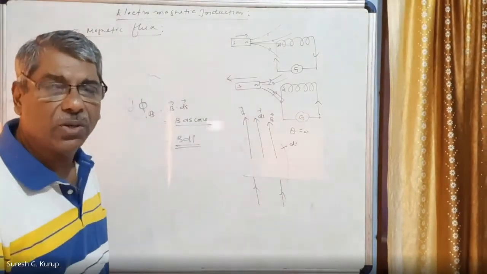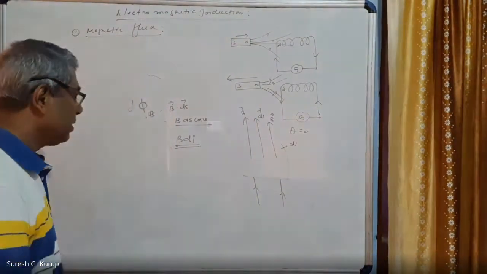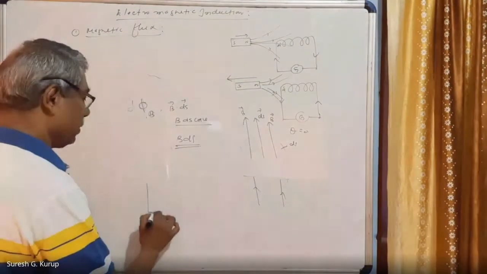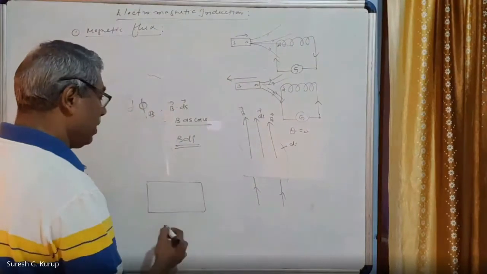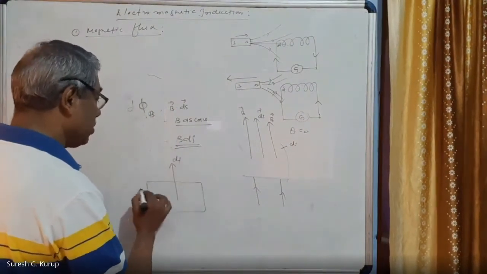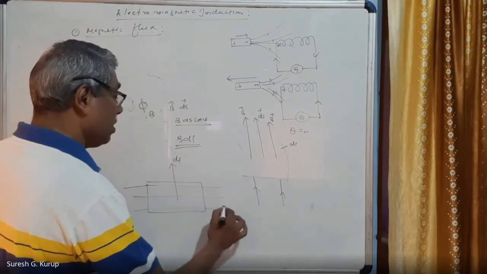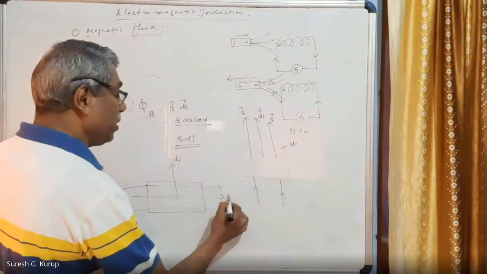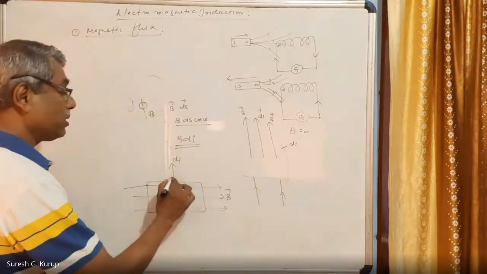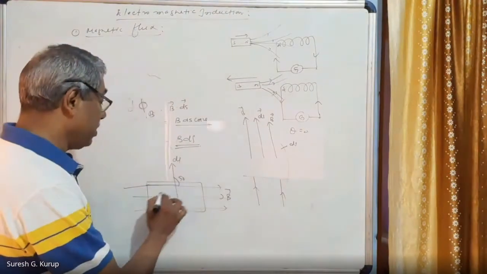Because cos theta is equal to cos 0, that is equal to 1, right? Then another case is there. Suppose that this is the plane. This is the surface vector as shown here. And these are the field lines. This is B, that is, vector B makes an angle of 90 degrees with the dS.